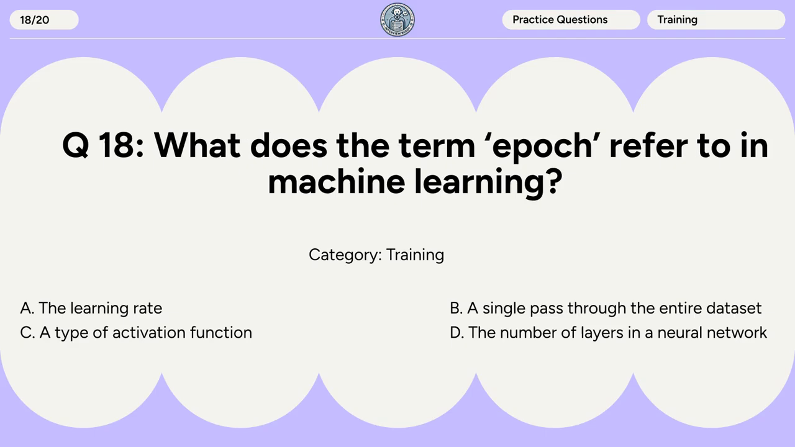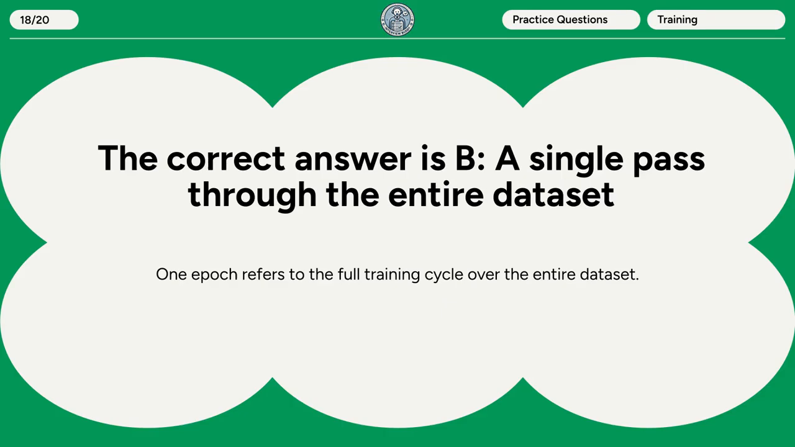Question 18. What does the term epoch refer to in machine learning? A. The learning rate. B. A single pass through the entire dataset. C. A type of activation function. D. The number of layers in a neural network. The correct answer is B. A single pass through the entire dataset. One epoch refers to the full training cycle over the entire dataset.